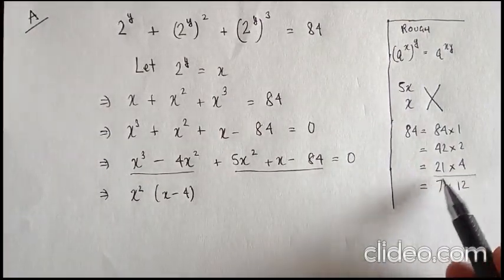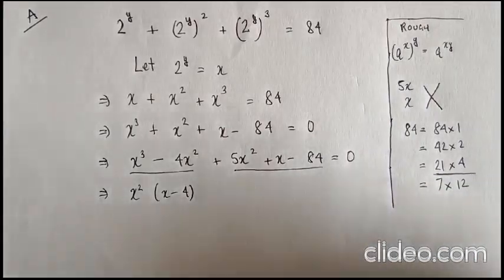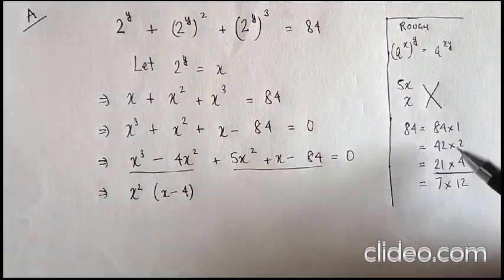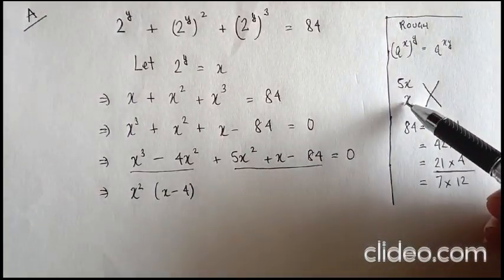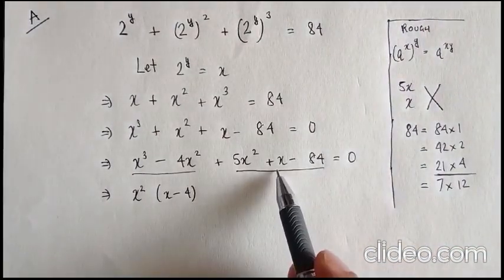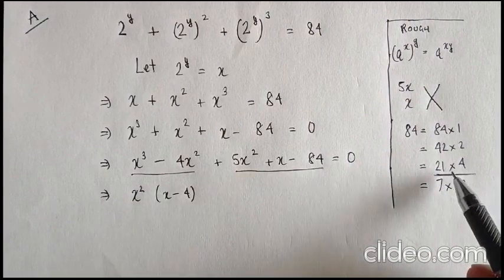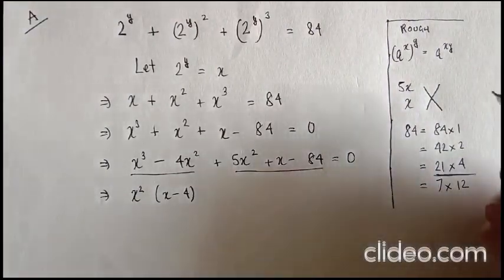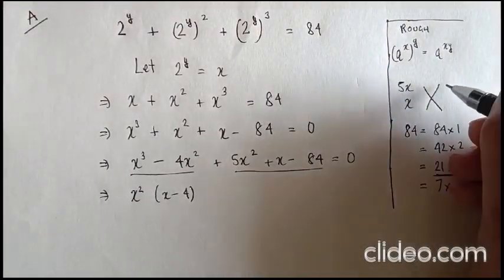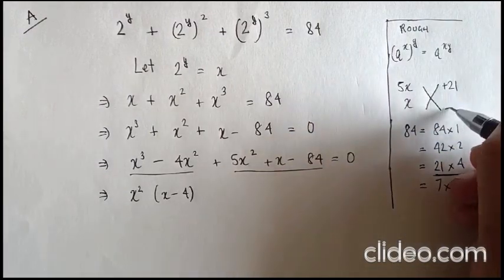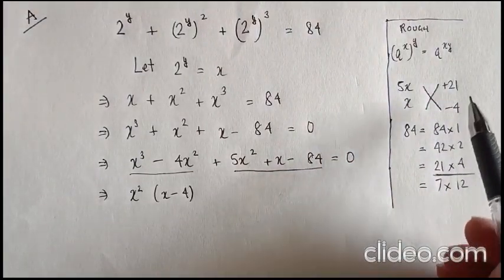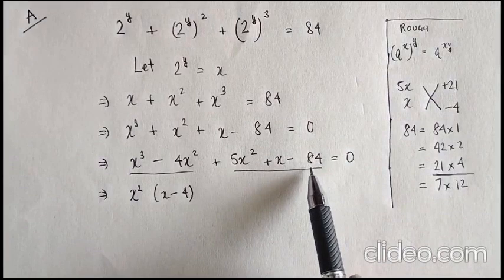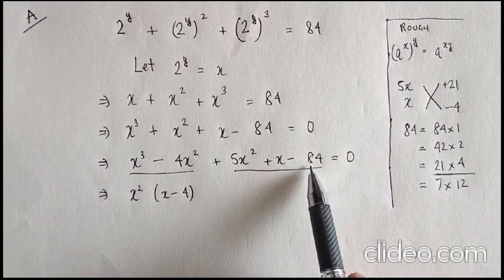But 21 into 4 is special. Why? Because when we put 5 into 4 is equal to 20 and 21 into 1 is equal to 21. And with that we can get the 1x which is in the middle. So how do we exactly do that? So we put plus 21 here and minus 4 here. So this is minus 84. 21 into minus 4 is equal to minus 84, right?